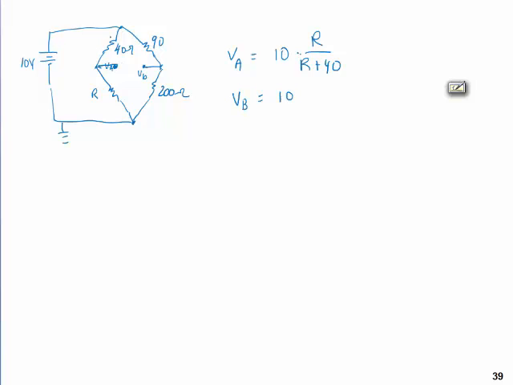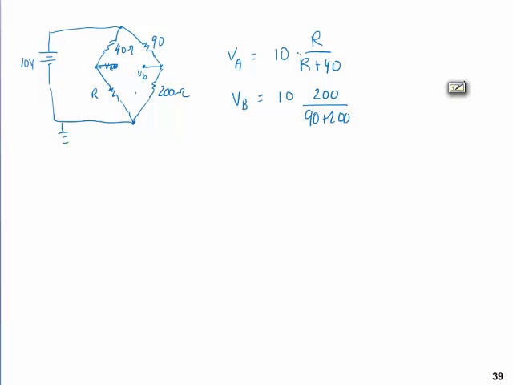Similarly, it's 10, and then it will be 200 over 90 plus 200, because it's a voltage divider. This right here is just a voltage divider. So if I equate these two, it will become a balanced resistor. If voltage A equals voltage B, no current is going to flow through this center part because there's no voltage drop. And this is the principle.